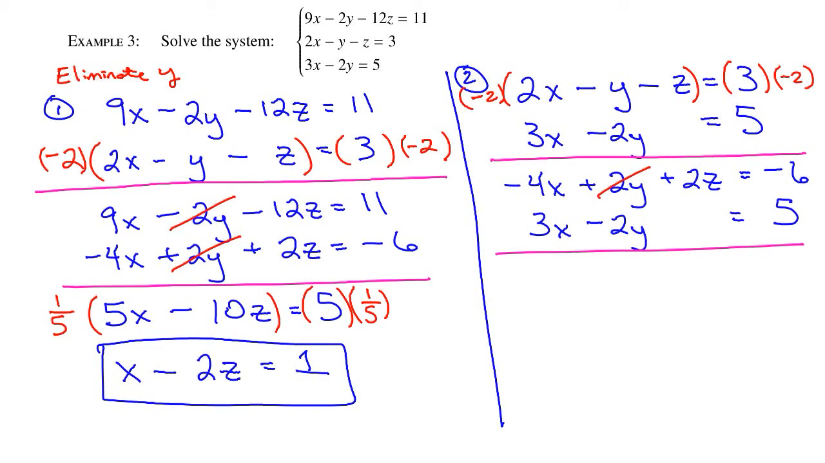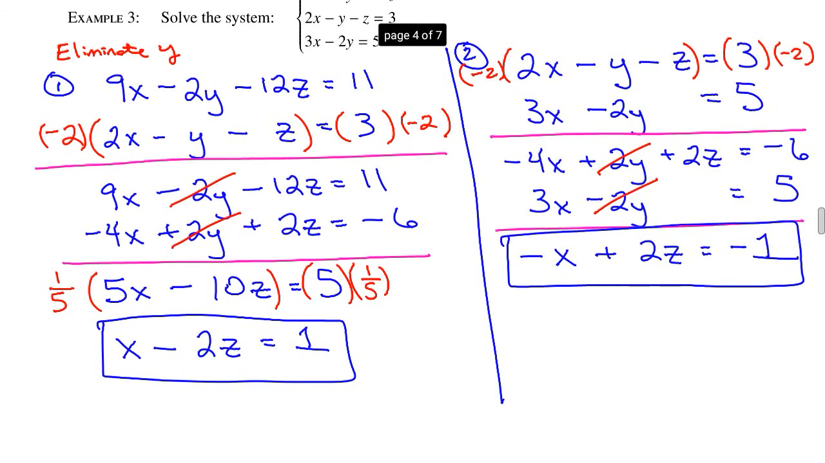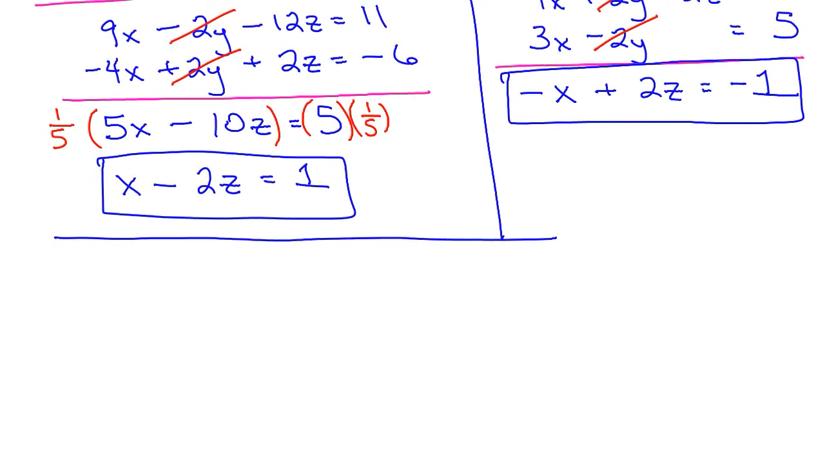The y's are eliminated, and the x's become negative x plus 2z is equal to negative 1. So this is the second equation that I will use. Next, let's put these two equations together to solve. So we would get x minus 2z is equal to 1, and negative x plus 2z is equal to negative 1.